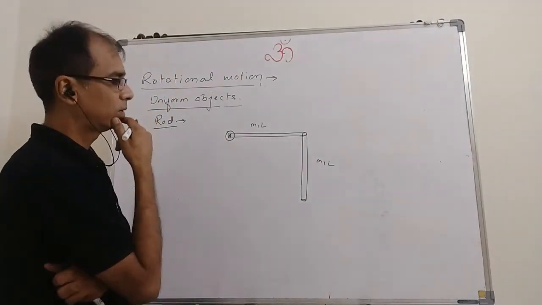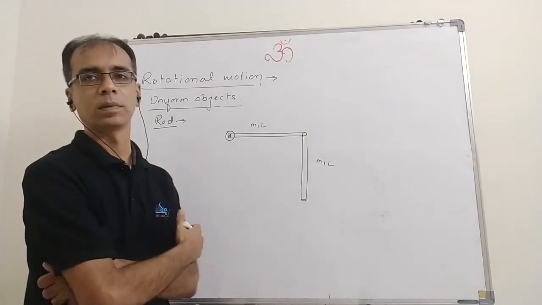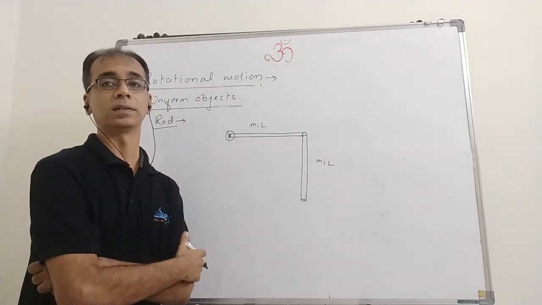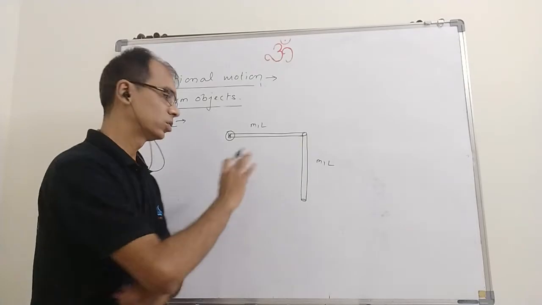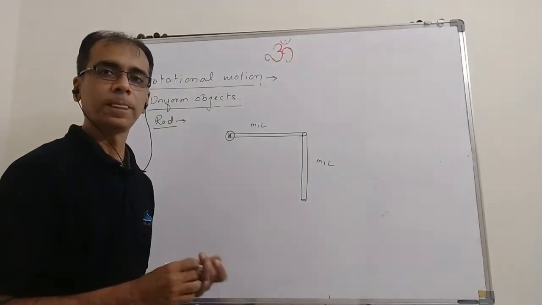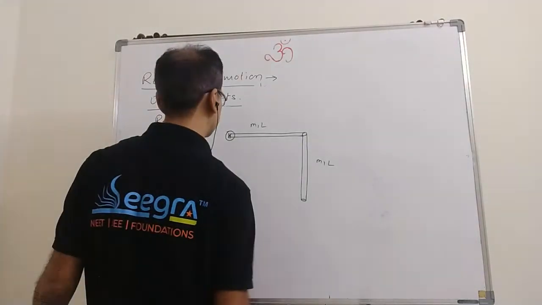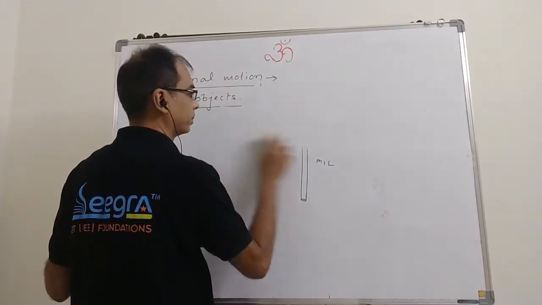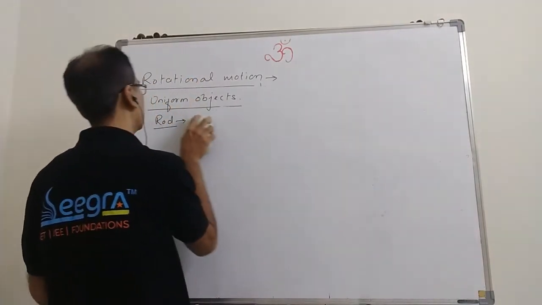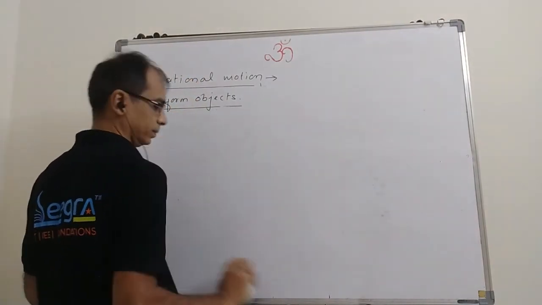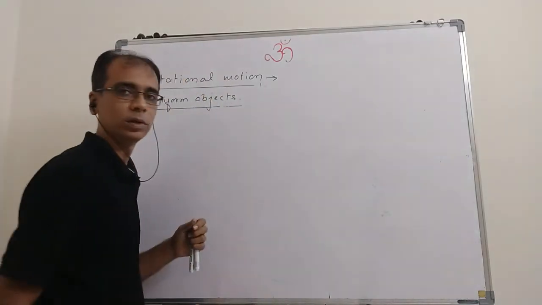Can you find it right now? I think no. I need to tell you the perpendicular axis theorem, after that you can find it. So okay, let's stop it right here. When I tell you the perpendicular axis theorem, then you will solve this question. Okay? Alright. So rod we have studied. The rod's moment of inertia we found.